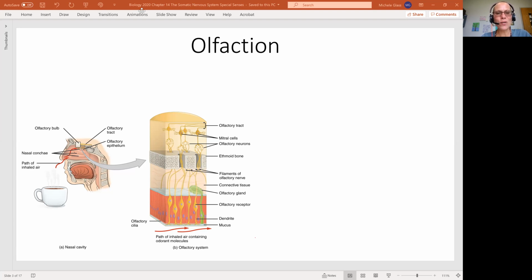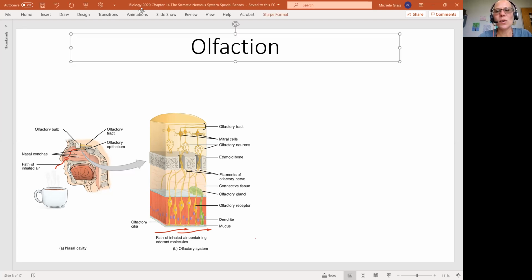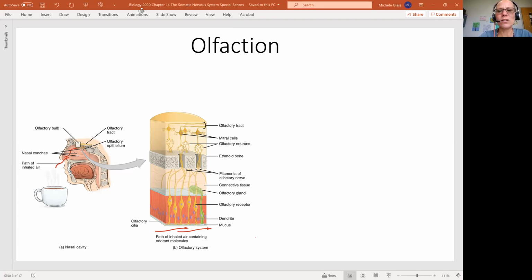Our topic for this presentation is olfaction, which we know is our sense of smell. Now remember, as we look at each of our special senses, we need to keep up with the anatomy of the sense organ, details of the receptor cell, and then also the afferent pathway.